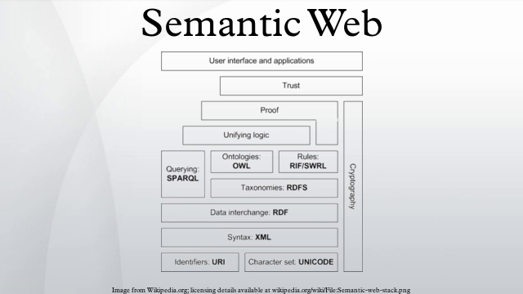Projects. This section lists some of the many projects and tools that exist to create semantic web solutions. DBpedia is an effort to publish structured data extracted from Wikipedia.